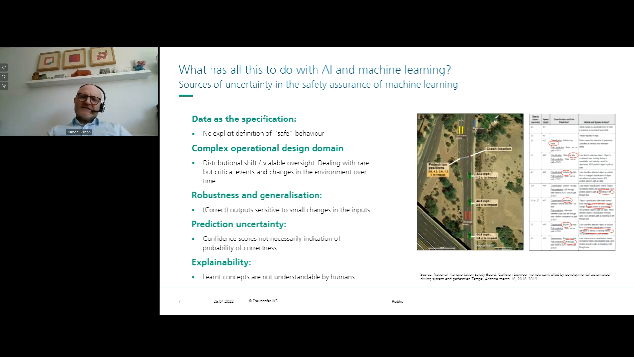Then we have the technical characteristics of the machine learning functions themselves, which we refer to as robustness and generalization, amongst other things, which means that they can be very sensitive to very small changes to the inputs. So changes to the inputs, which we as humans maybe wouldn't even recognize, could actually lead to a completely different output in the machine learning function. So it seems to be a very unstable behavior. It can work most of the time, but sometimes it can surprise us.